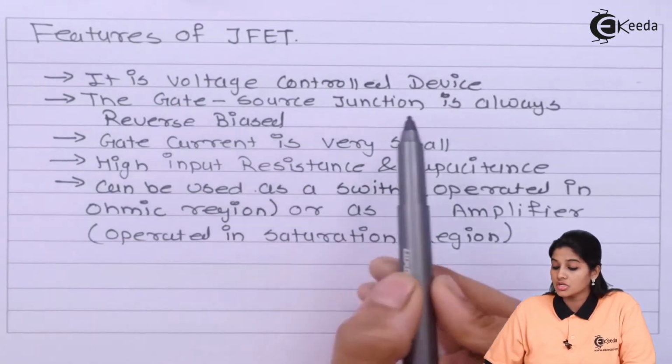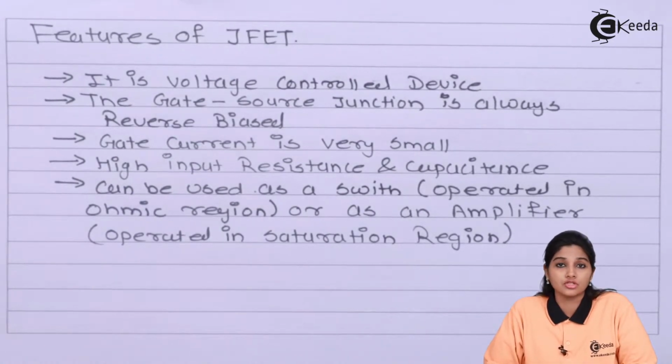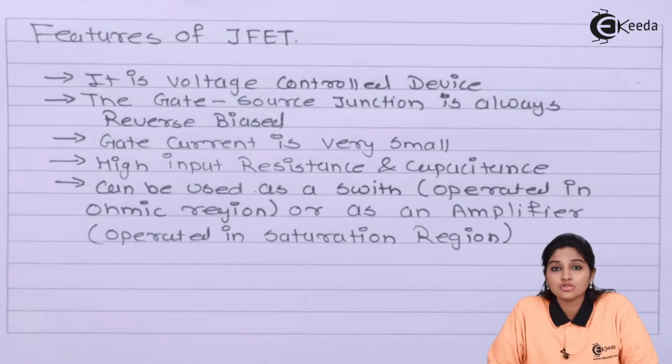The gate source junction is always reversed bias. To operate FET in normal application, like to use FET as an amplifier, we always need to connect the gate source junction in reverse bias. Because for proper operation of FET, the PN junction is required to be reversed bias.